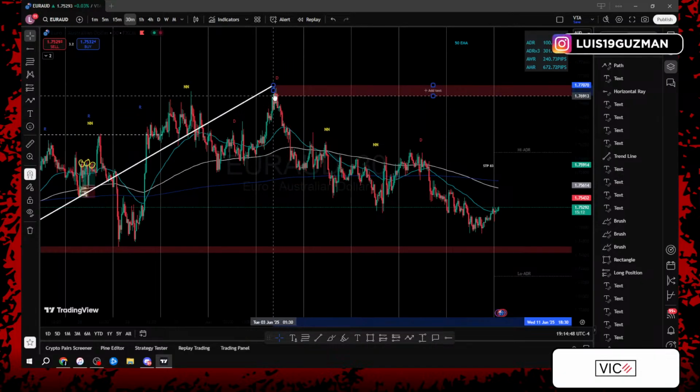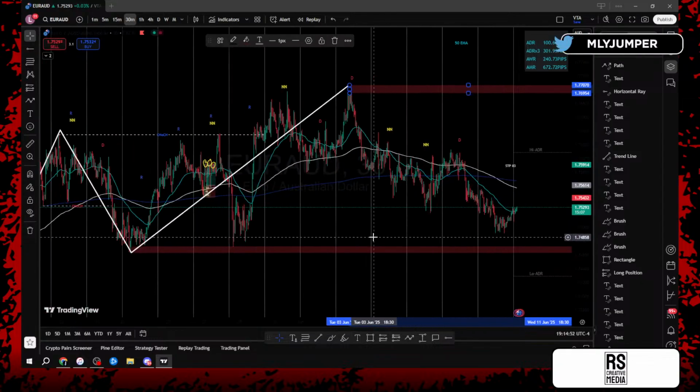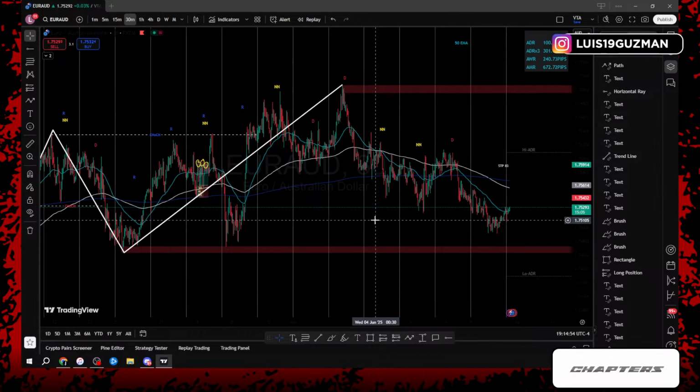Because we want to have a little bit of an aggressive area, especially when we're trading in these market conditions. You want to give yourself enough space to take these trades.